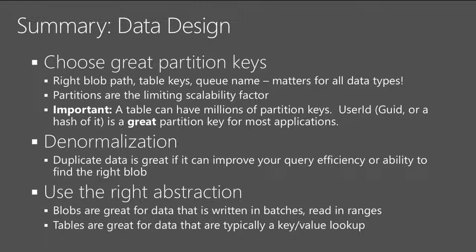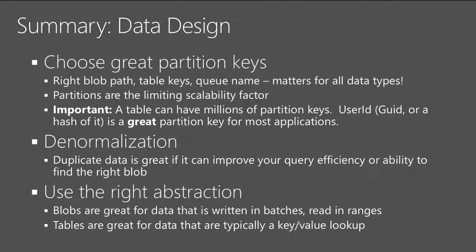Data design summary, all the things we've talked about so far. Choose great partition keys. Get the right blob path, the right table keys, the right queue name. We didn't talk a lot about queues, but you can do the same thing with queues. If you've got one queue that you think is going to be high throughput, start building out multiple queues, right? Start using multiple queues for those requests. Do a little bit of sharding across those. Partitions are the limiting scalability factor. And again, I'll say it one more time. Table can have millions and millions of partition keys. A user ID, a GUID, all great partition keys. Those are awesome, gives us full flexibility and load balancing however we need to.